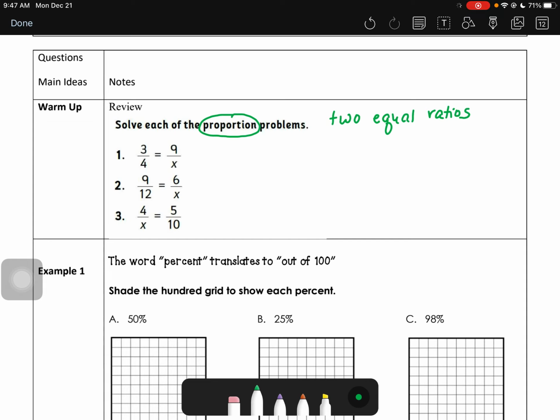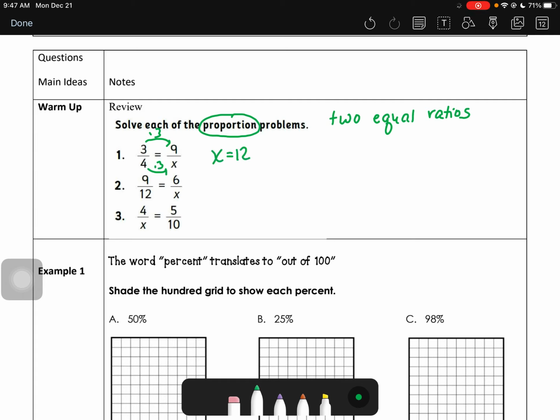So what we could do is use the horizontal method and know that I am multiplying on the top. 3 times 3 is 9, so we'll also multiply by 3 on the bottom. So 4 times 3 would be 12.